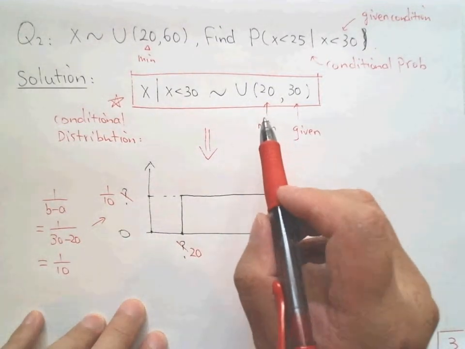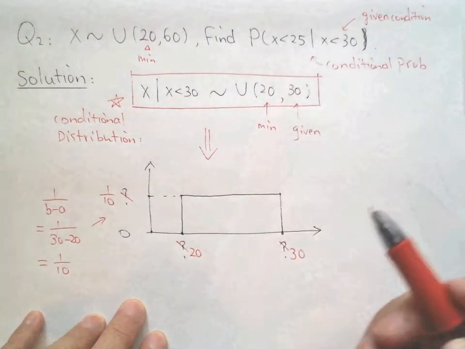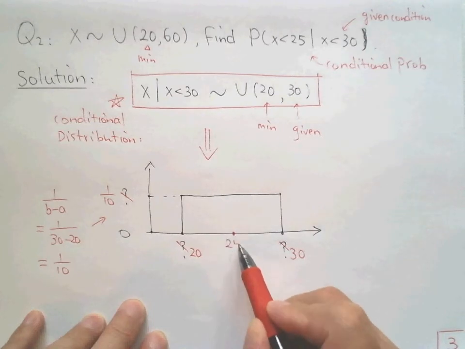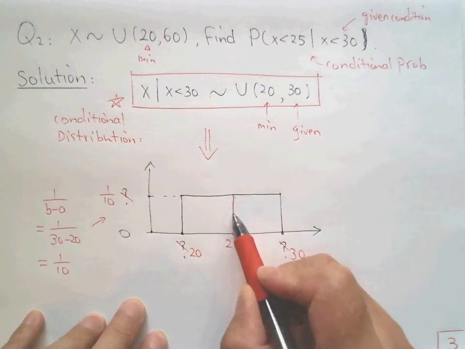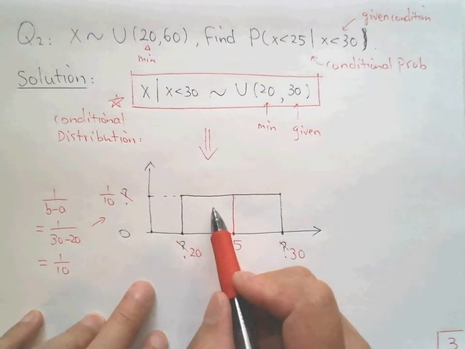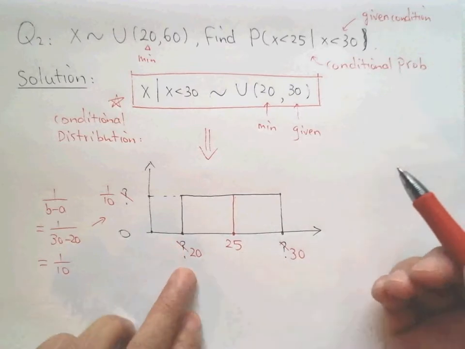Almost. This is the first step: you put a bigger rectangle. The second is highlight your question. Your question is x less than 25. Where 25, I put 25 here. See, I draw a vertical line. Now, less than means to the left.